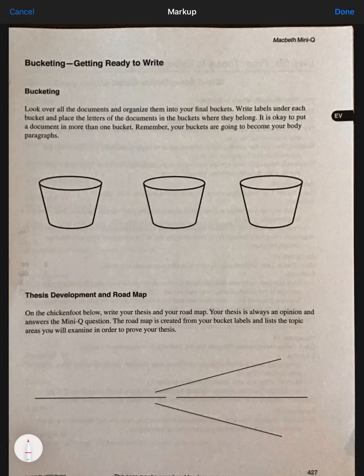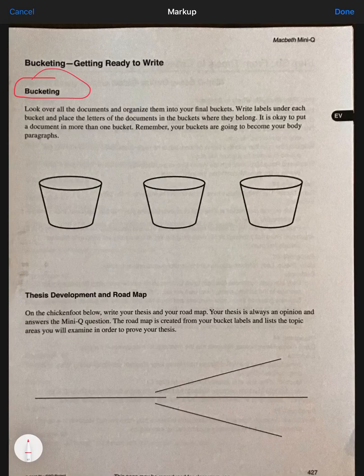All right, so bucketing is a strategy that will help you get ready to write the actual DBQ. If you look right here at these directions, it says bucketing. Look over all the documents, organize them into your final buckets. What you do is you write labels under each bucket and place the letters of the documents in the buckets where they belong. It is okay to put a document in more than one bucket.